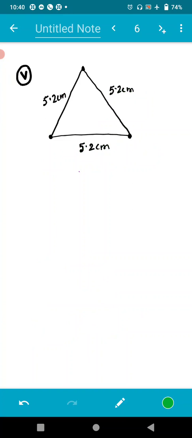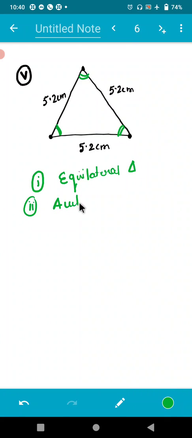Now, let's go to the next page. Now, this is the last sum of today's session. So, we will name it first based on the sides. So, all the sides are equal. So, it is equilateral triangle, and all angles are less than 90 degrees. So, it is acute angled triangle.